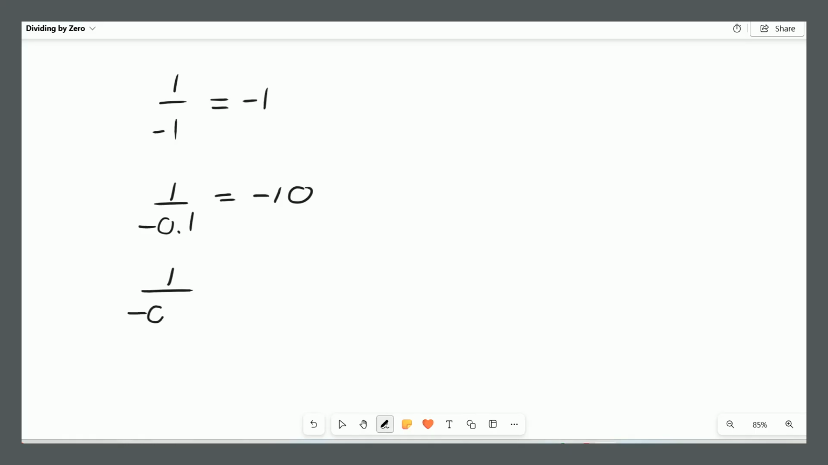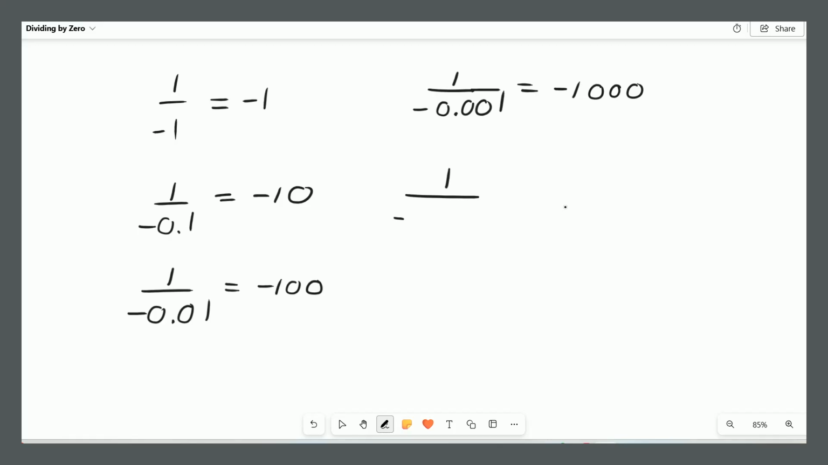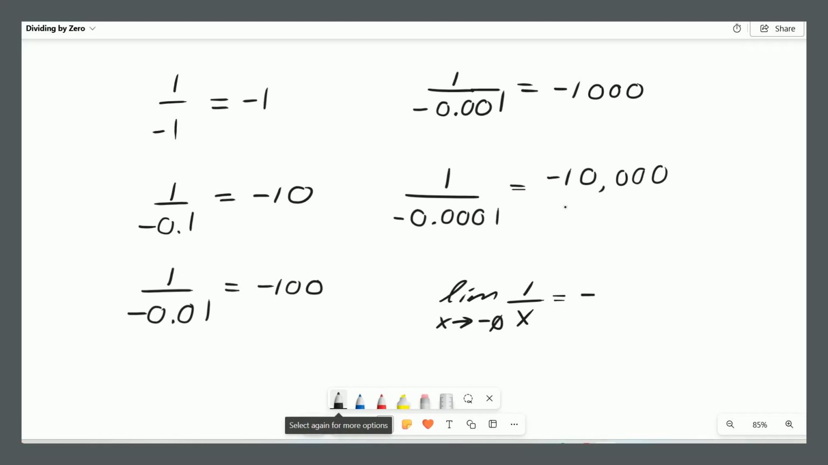1 divided by negative 0.01. Negative 100. 1 divided by negative 0.001. That's negative 1,000. So we see that as we get closer and closer to 0 from the negative direction, the number gets smaller and smaller and smaller. It approaches negative infinity. So if we have 1 divided by x, the limit of that as x approaches negative 0, that's negative infinity.